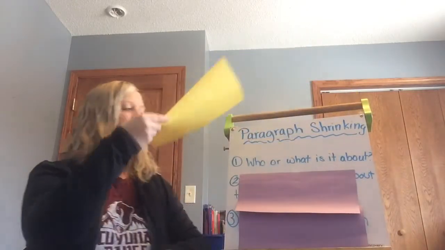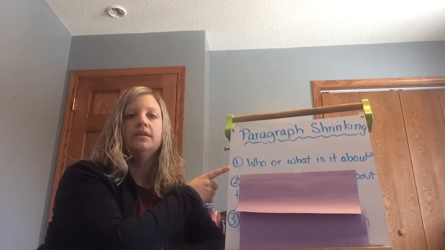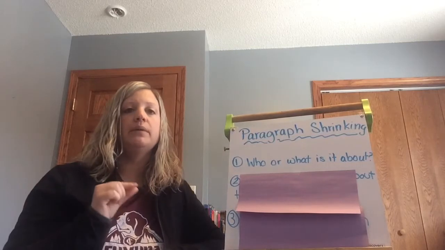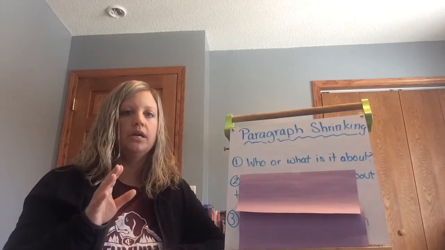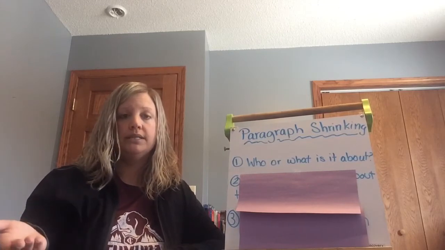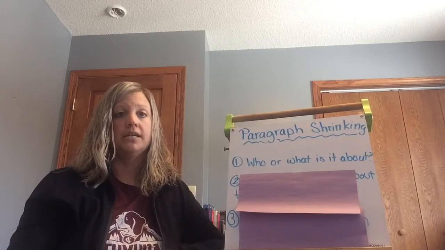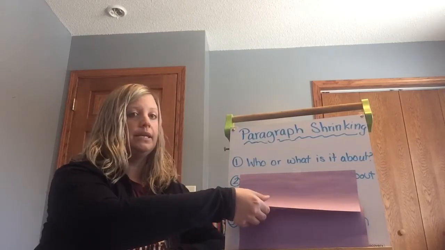Then I'll walk you through here. So number 1 just says, who or what is it about? Just in that paragraph, not the whole book at this time, it's just that paragraph. So in the paragraph I read, I would say that it was about animals that live in the Arctic, so Arctic animals. All right? So that's step 1.